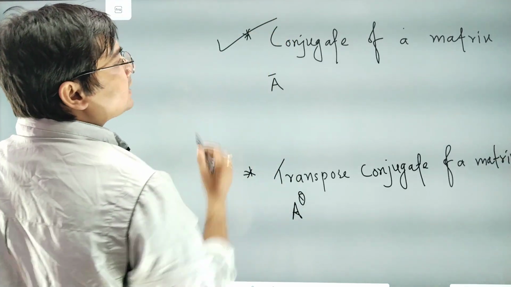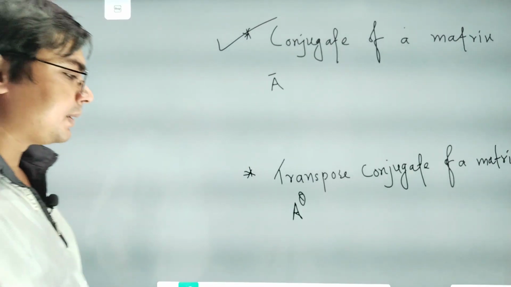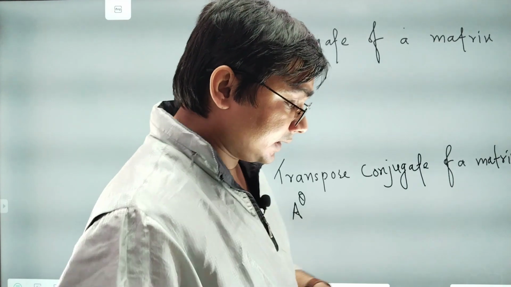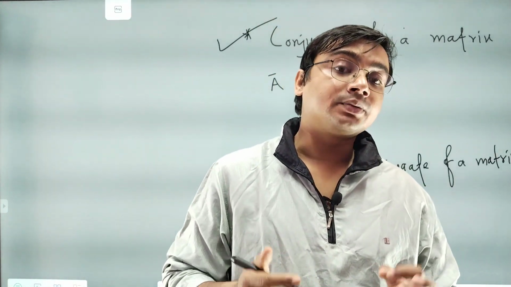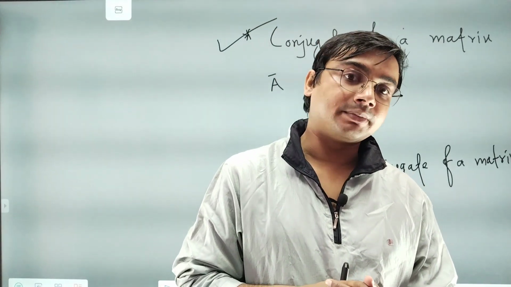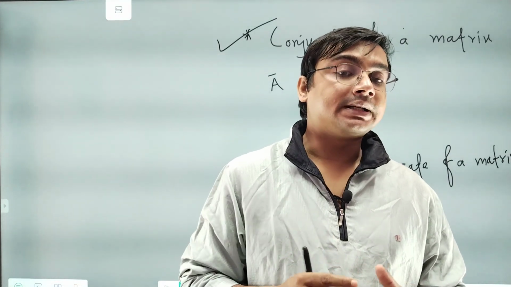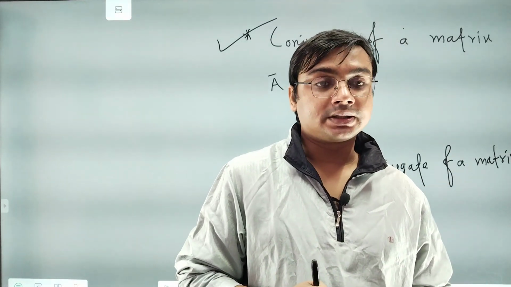Now you see the conjugate of a matrix. In the case of a matrix whose elements are complex numbers, we basically discuss the conjugate matrix.